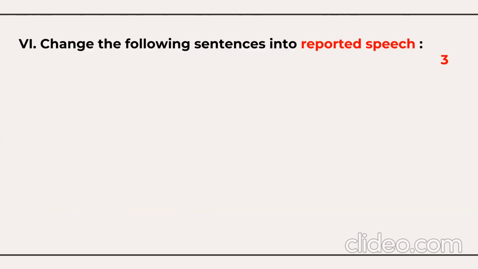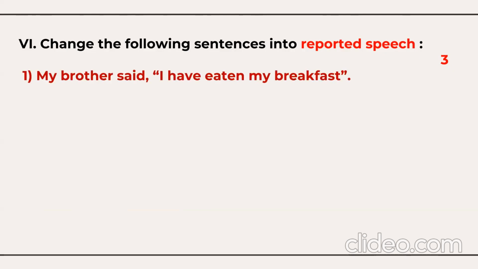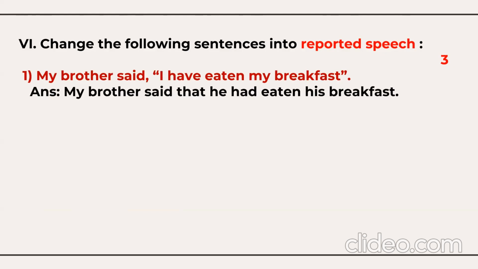Next, we have here, you need to change the following sentences into reported speech. So you'll be given here 3 sentences. My brother said, quote, I have eaten my breakfast, unquote. So there are inverted commas, so we'll delete them. My brother said that he had eaten his breakfast. So I will change into he. Have will become had. Eaten is a third form. My will become his breakfast, right?